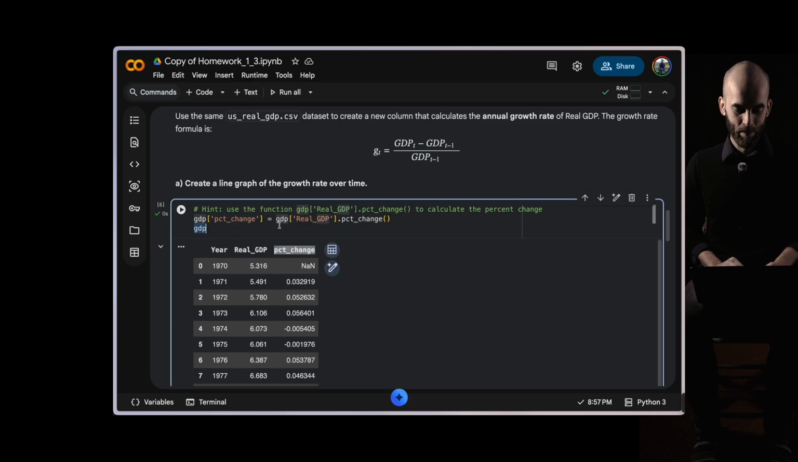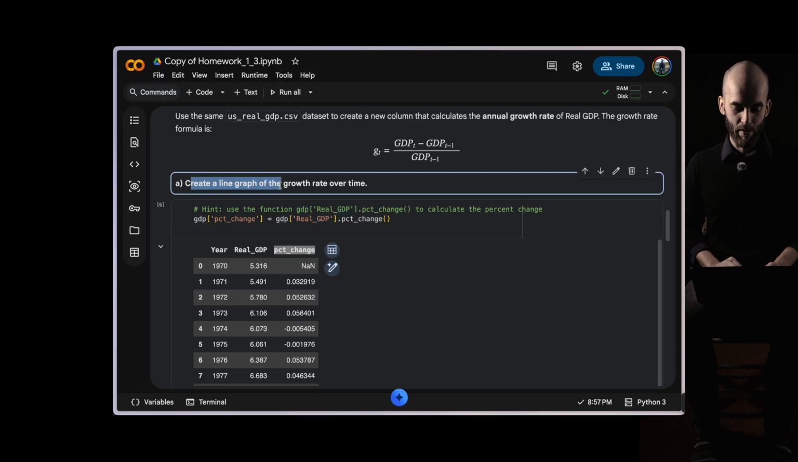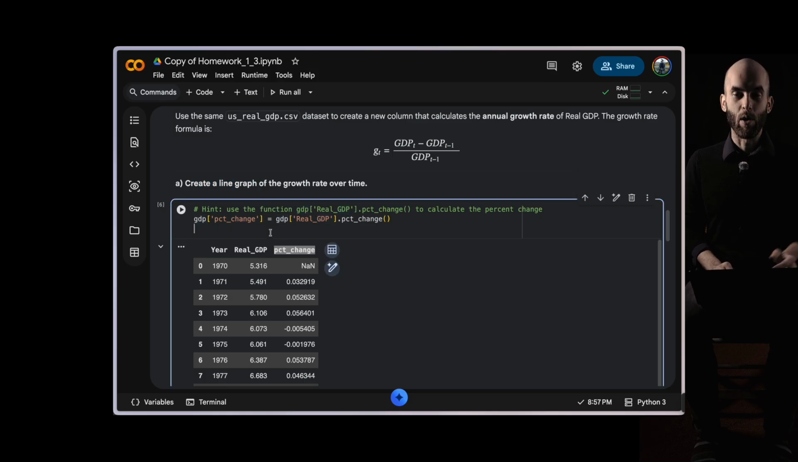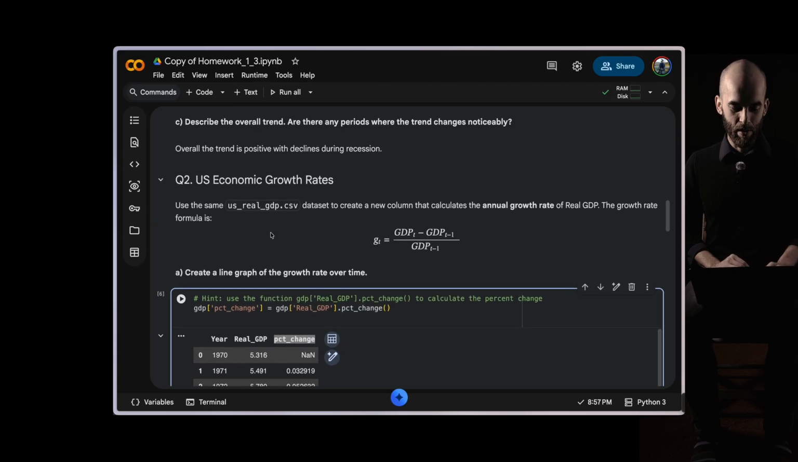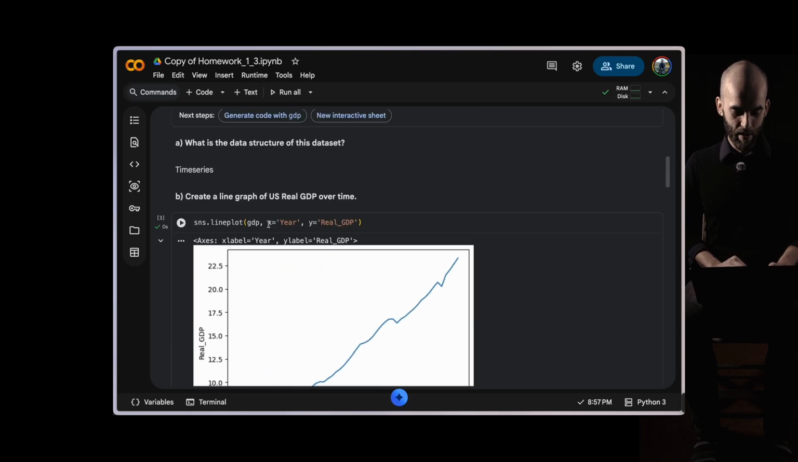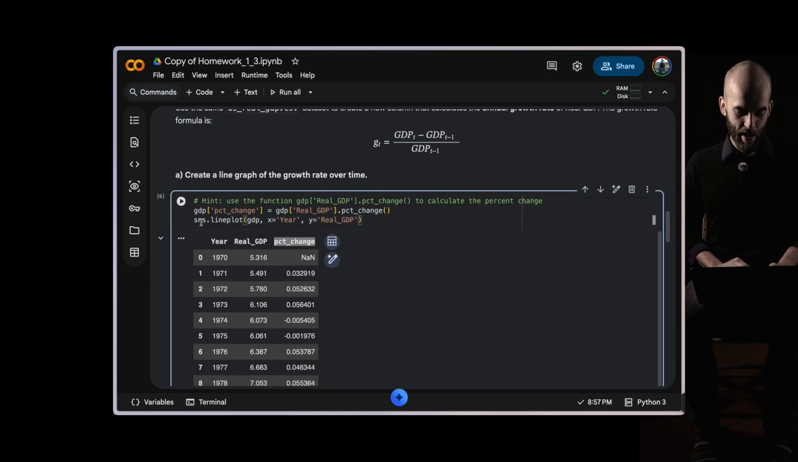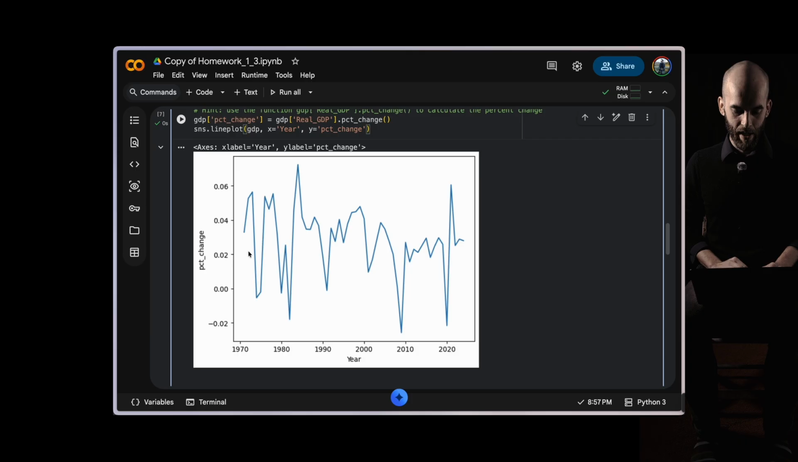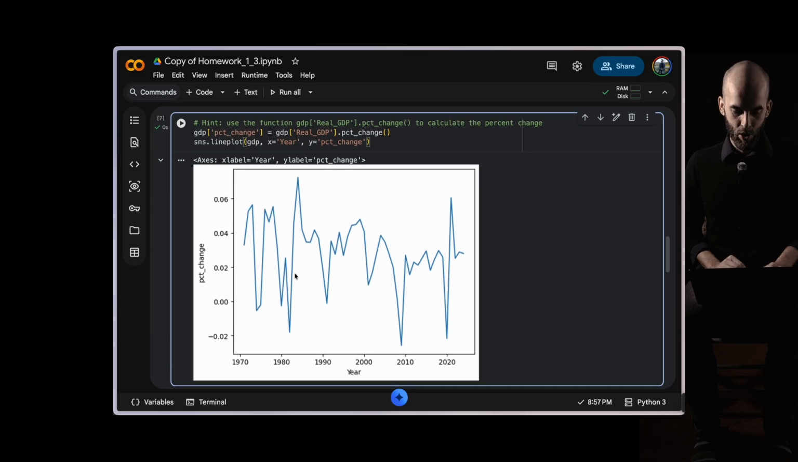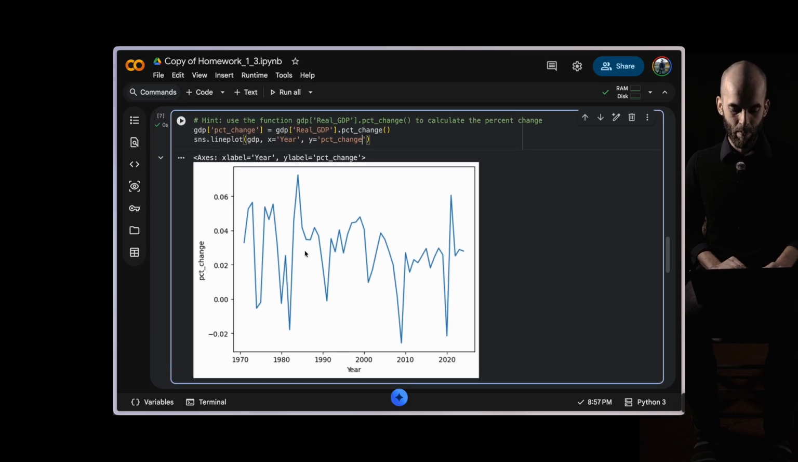Okay, but the question is asking to create a line graph of growth rates over time. So I'm going to do something very similar to what I did here. In fact, it's so similar, I'm just going to copy it down. So sns.lineplot, GDP, x is year, and then y is going to be percent change. And when I plot this, I get the percent change of US GDP through time.